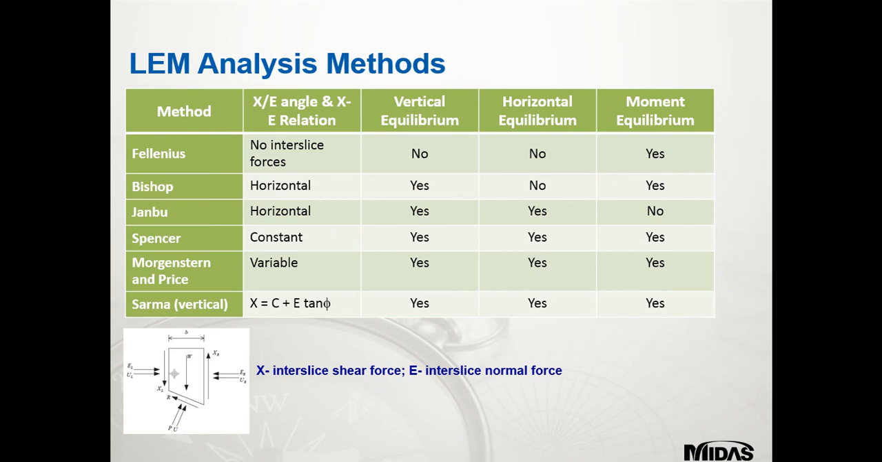So now we talk about the LEM analysis methods. So one can perform limit equilibrium analysis based on different methods, as you can see here. Analysis methods are listed in the following tables on the left, in the form of the Fellenius, the Bishop, and the Janbu, which are commonly used and also recommended by the EC7 or Eurocode 7.